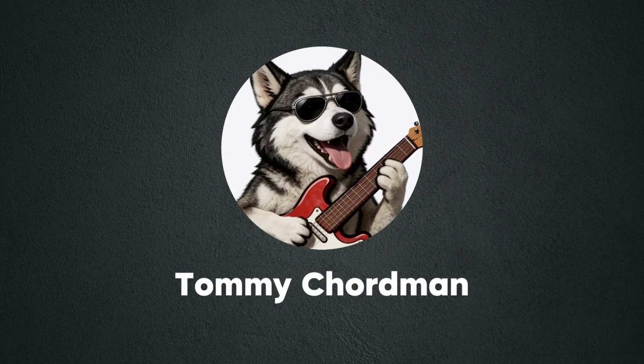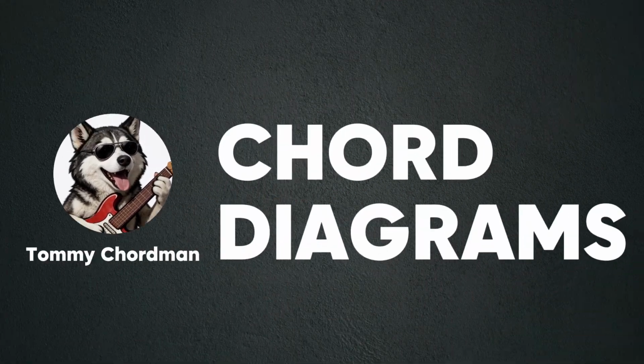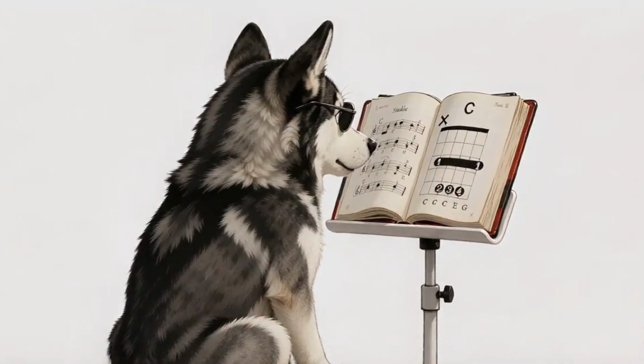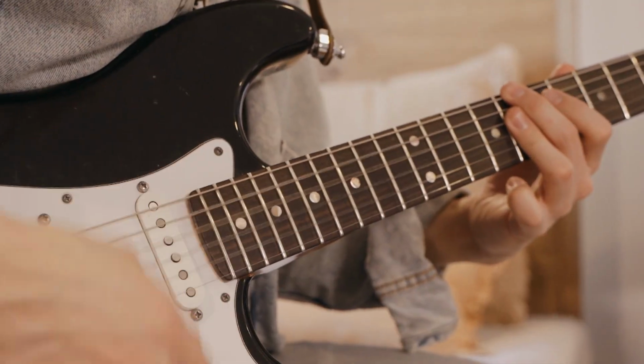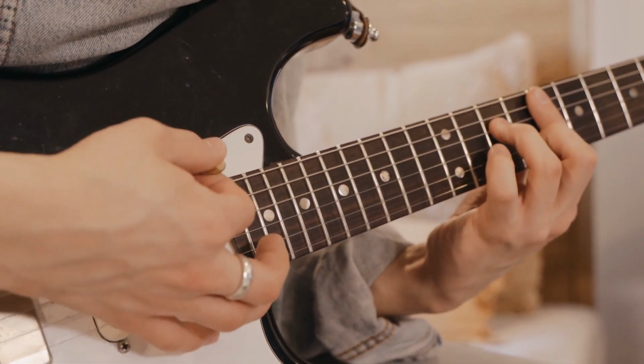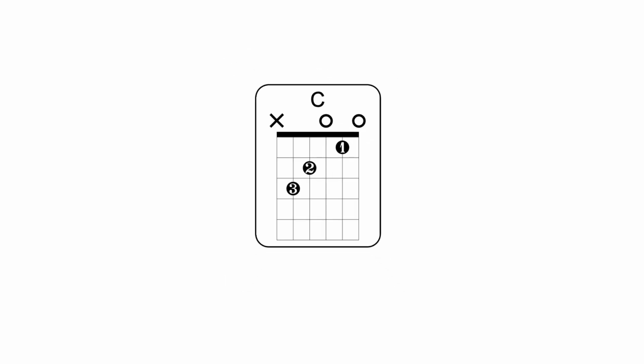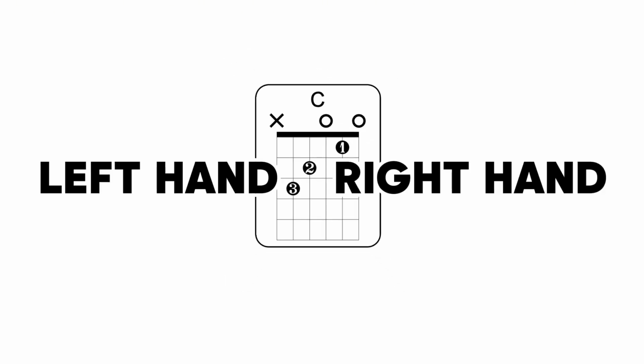Anyway, let's jump into today's topic, chord diagrams. At first glance, a chord diagram can look pretty confusing. But don't worry, let's break it down. A chord diagram is really just a set of instructions telling you how to play the guitar. So we can divide the information into 2 parts, what your left hand does and what your right hand does.